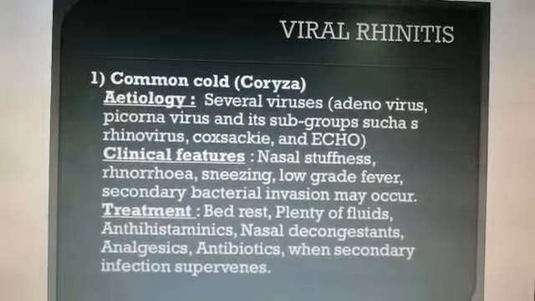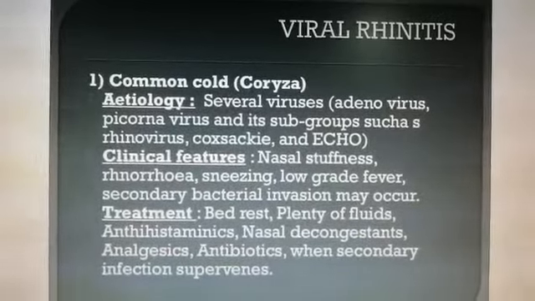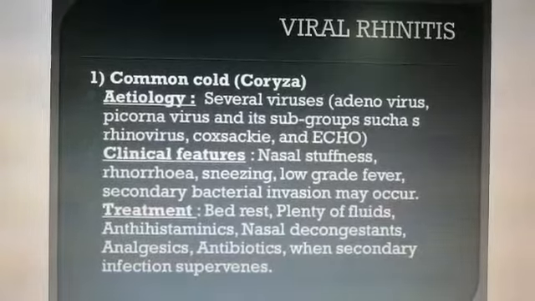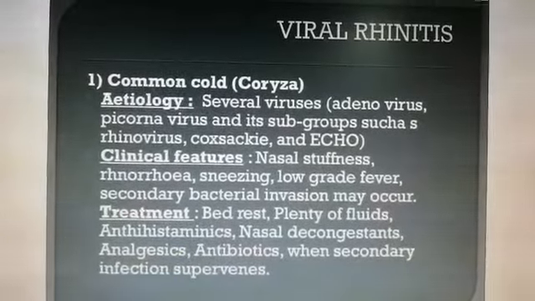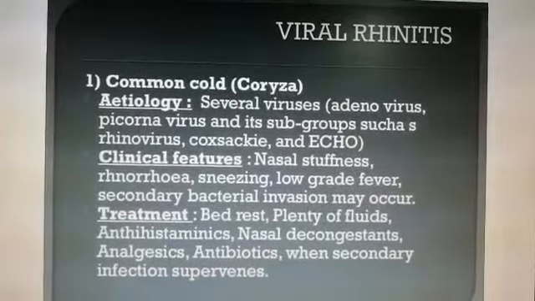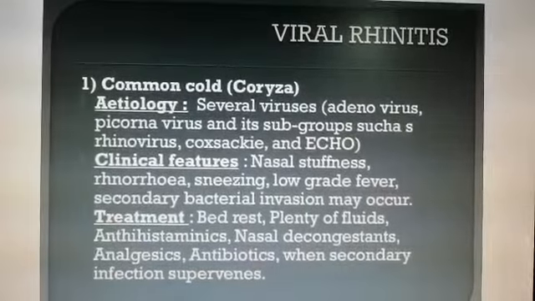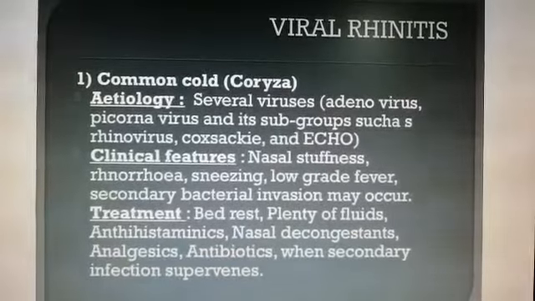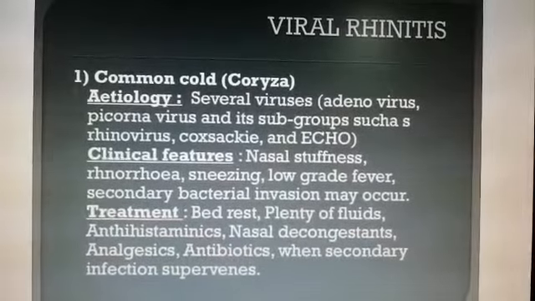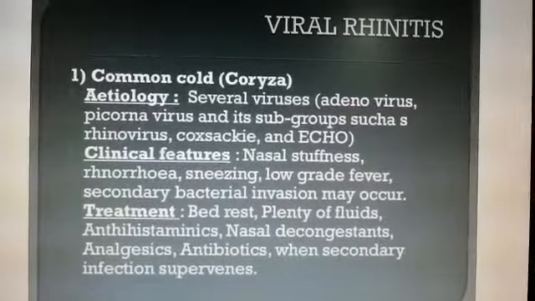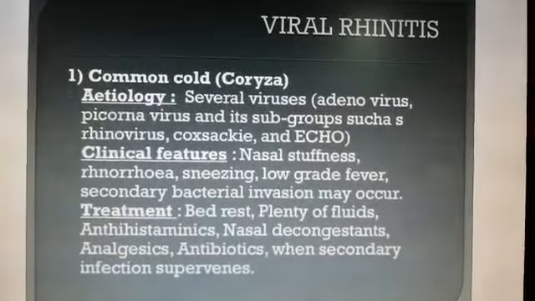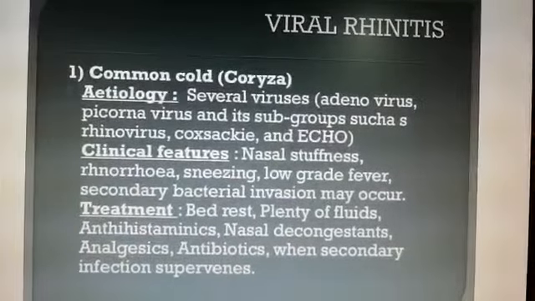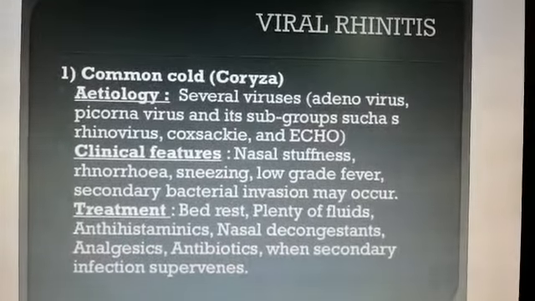So the common cold is a viral infection and it can be due to several viruses, amongst which there are adenoviruses or picornaviruses. There are different subtypes of picornaviruses, as for example rhinovirus, Coxsackie virus, and then lastly there is enteric cytopathic human orphan virus. Any of these can lead to the common cold or coryza. The incubation period usually lasts from 1 to 4 days and the illness can last up to 3 weeks.